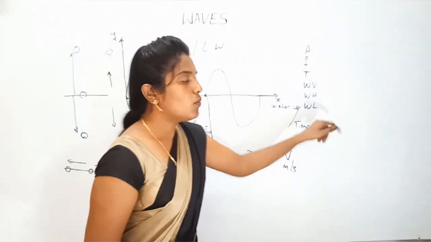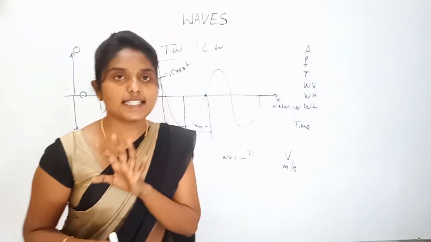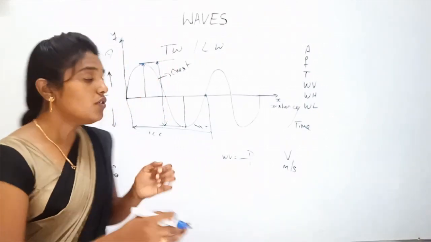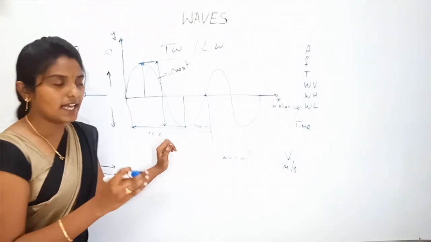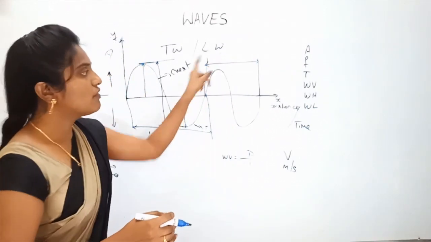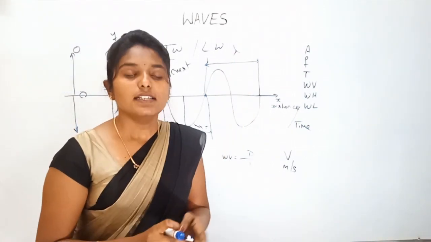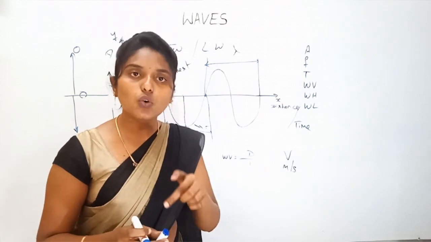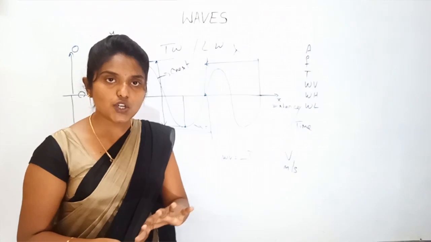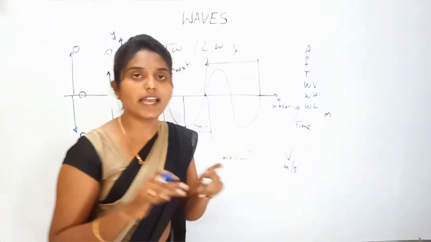And next come to the wavelength. What is the wavelength? To finish one complete cycle, it has to cover a certain distance. That distance is called the wavelength. So this is one complete cycle. To finish that complete cycle, it has to cover a certain distance. The distance the wave covers during its cycle is called the wavelength of that wave. It is denoted by the Greek letter lambda, and its SI unit is again meters.